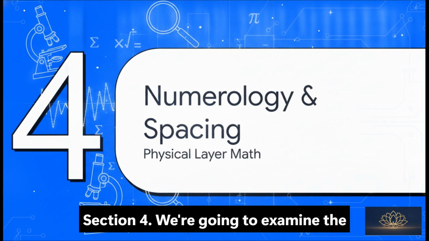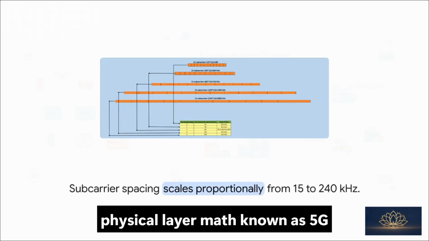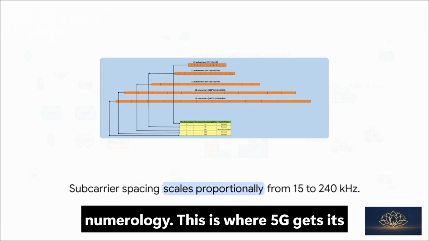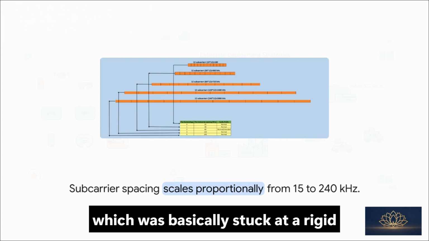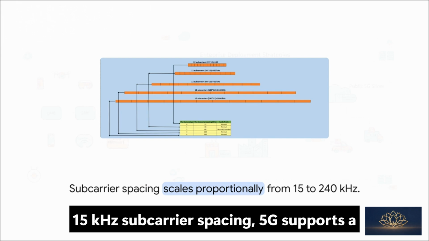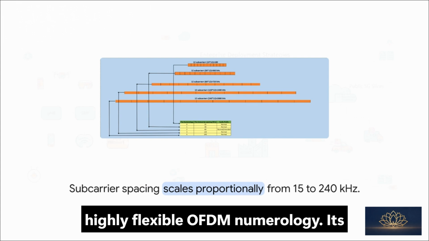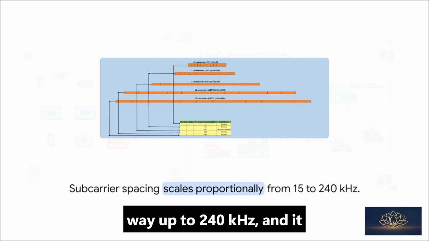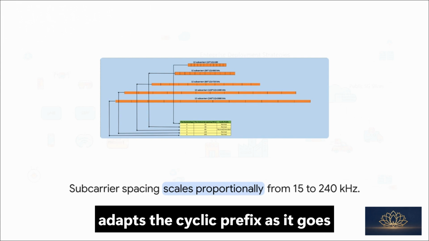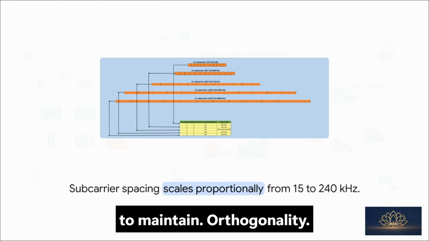All right, let's pull out our microscopes for Section 4. We're going to examine the physical layer math, known as 5G numerology. This is where 5G gets its incredible flexibility. Unlike 4G LTE, which was basically stuck at a rigid 15 kHz subcarrier spacing, 5G supports a highly flexible OFDM numerology. It scales proportionally from 15 kHz all the way up to 240 kHz, and it adapts the cyclic prefix as it goes to maintain signal orthogonality.